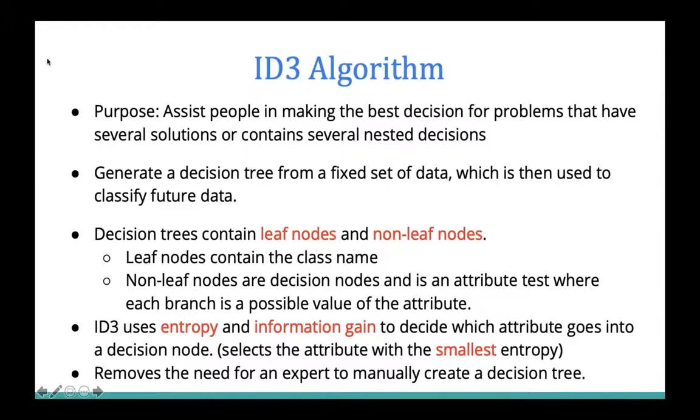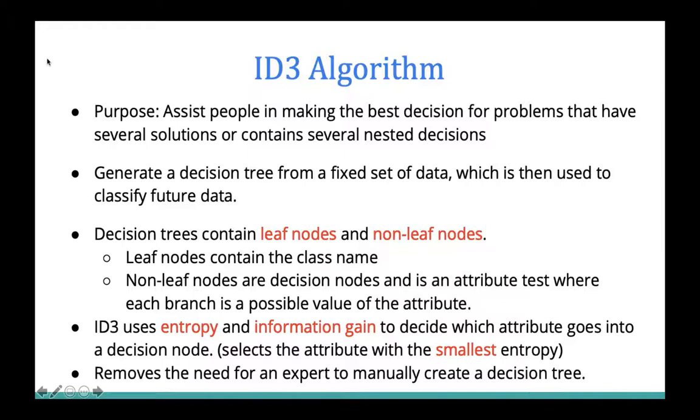The purpose of the ID3 algorithm is to assist people in making the best decision for problems that have several solutions or contain several nested decisions. It generates a decision tree from a fixed set of data, which is then used to classify future data.